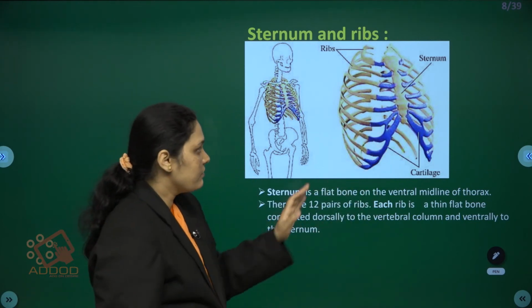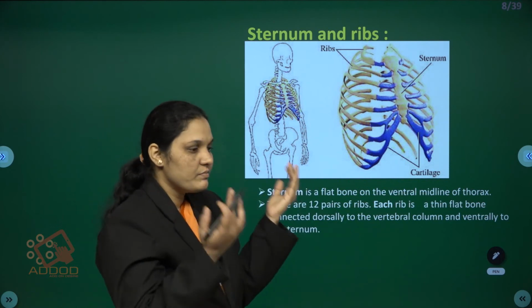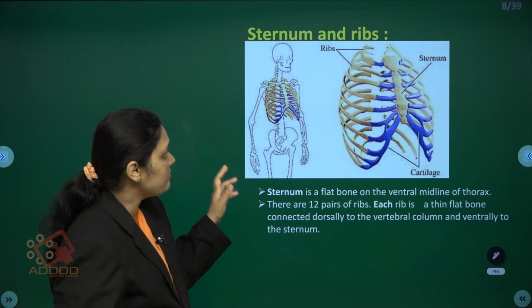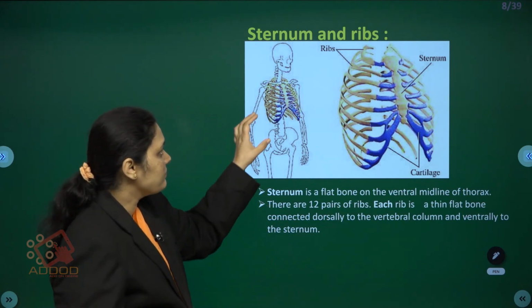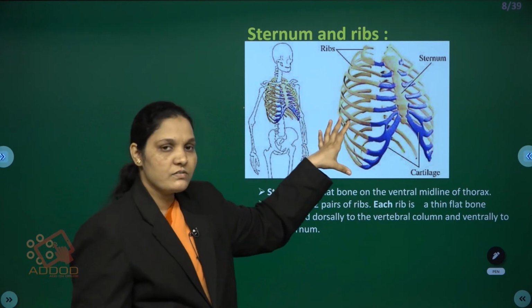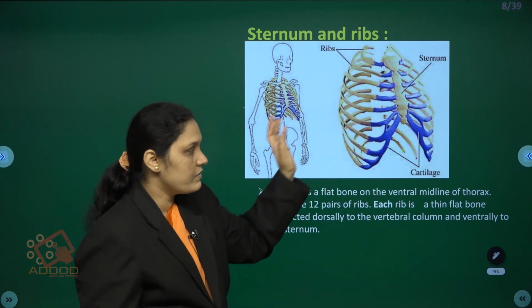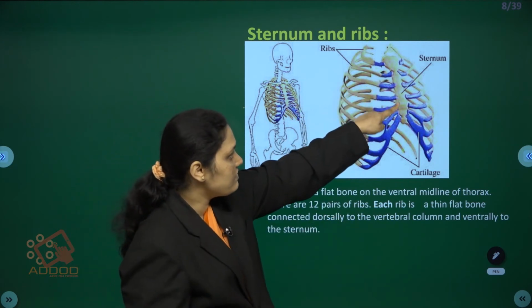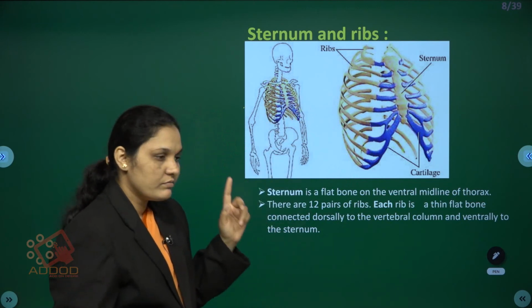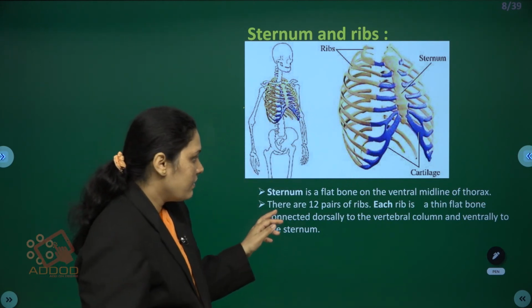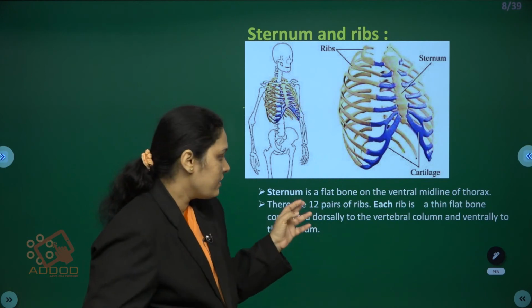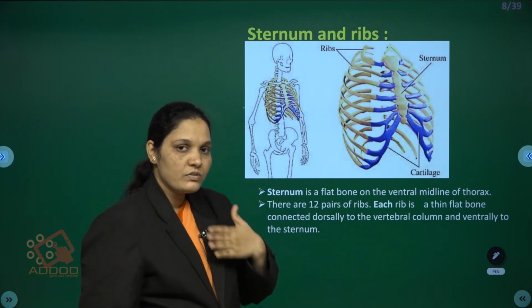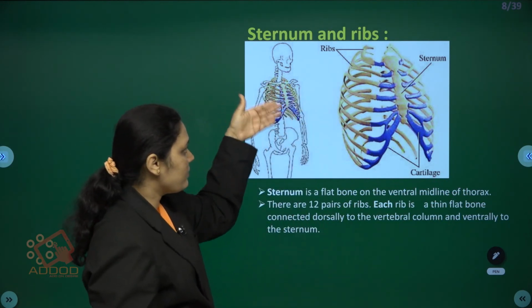From the front side to the back side, the ribs are modified. Here you can see the sternum and ribs, which together are called the rib cage. The sternum is a part of the rib cage. The sternum is a flat bone. As you see, it is only one bone and flat in structure, whereas other bones are bent. It lies on the ventral midline of the thorax region. This front side part is called the thorax.